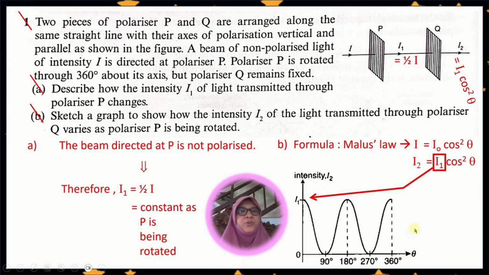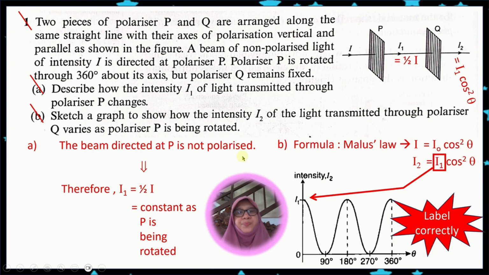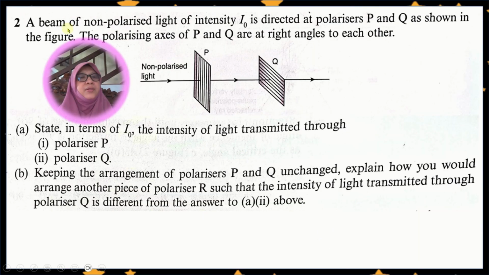Okay, next we go to question 2. A beam of non-polarized light of intensity I naught is directed at polarizers P and Q as shown in the figure. The polarizing axes of P and Q are at right angles to each other, given in the diagram here. State in terms of I naught the intensity of light transmitted through polarizer P and then polarizer Q.